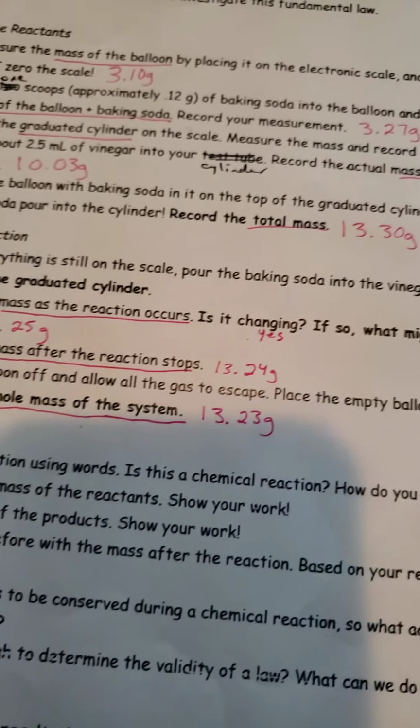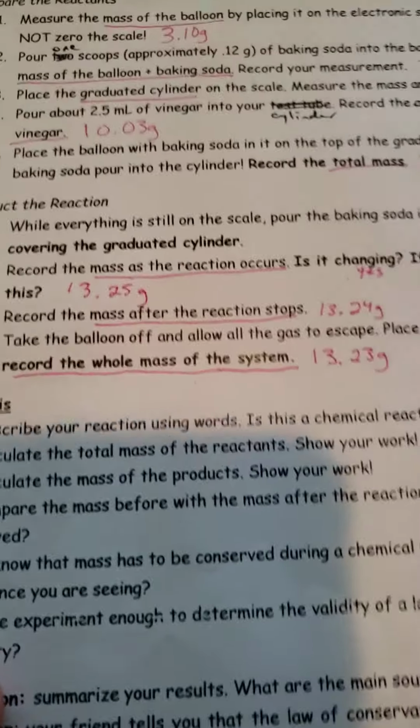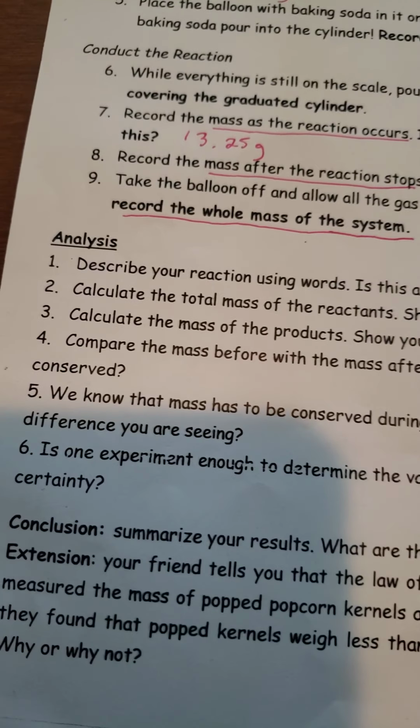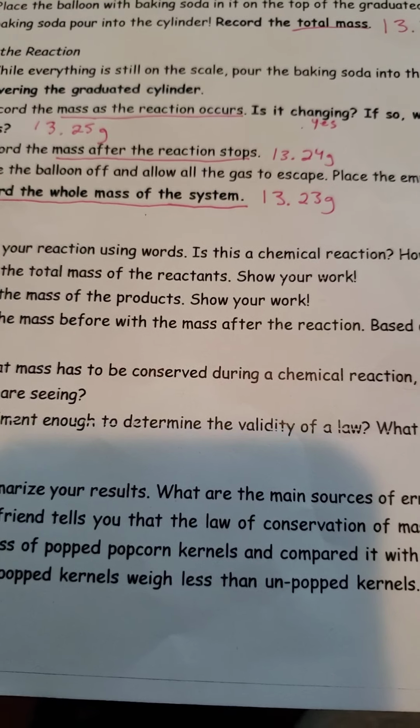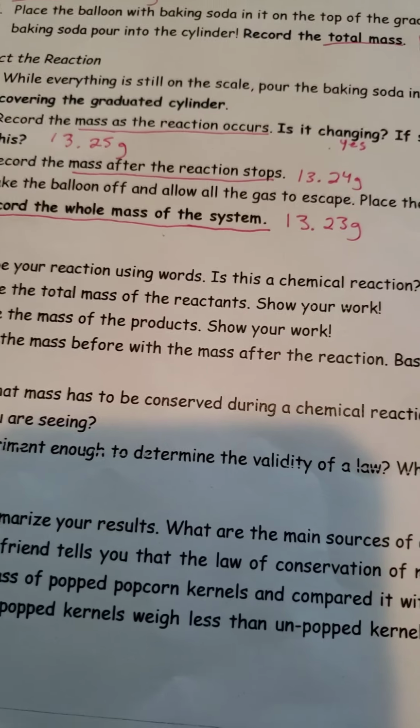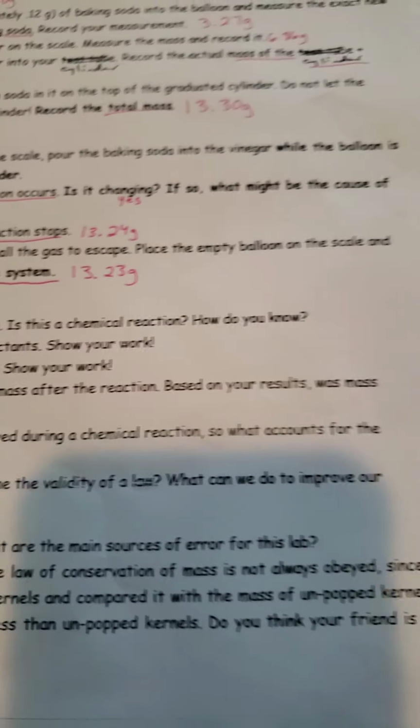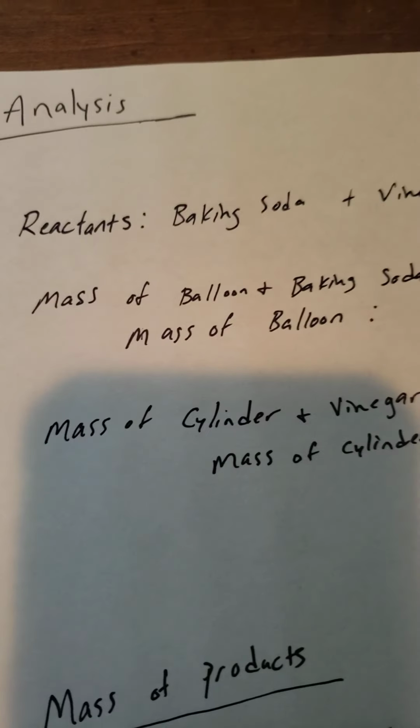I'm not going to go over every single one. I'm going to skip down to the analysis part. Number 2 says calculate the total mass of the reactants and show your work. Now the reactants here are going to be your baking soda and your vinegar.